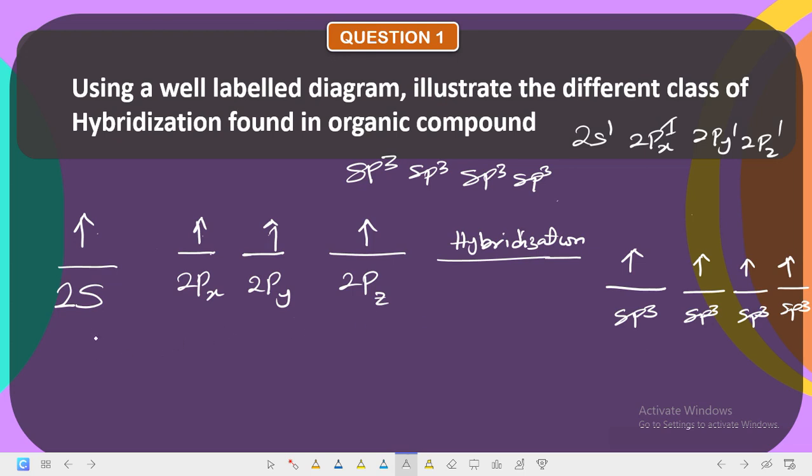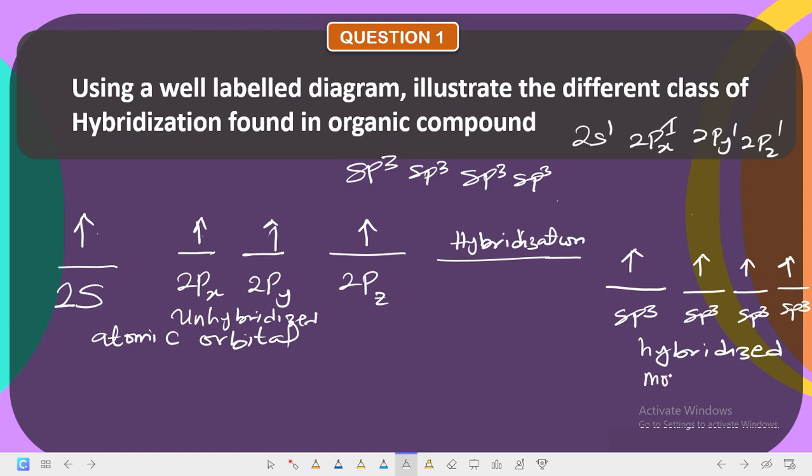Now, here you are to say these are atomic orbitals. Or you can label it unhybridized atomic orbitals. Are we getting it? Unhybridized atomic orbitals. Make sure you put this hybridization. Then here, you come here and put what? Hybridized. Are you getting it now? What will now be? Hybridized what? Molecular orbitals. Is that okay? So that is for sp3.